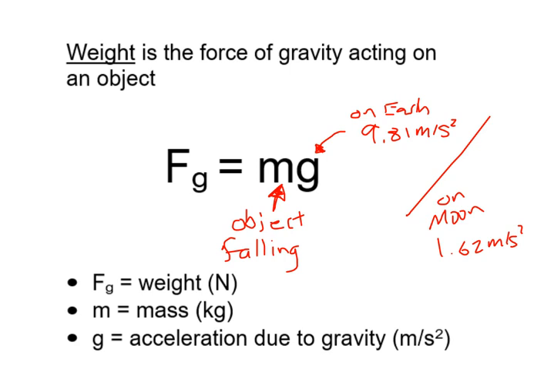Okay, last thing I want to talk about before we try some examples on this formula later. What are the units that we use? Okay, G is an acceleration. So acceleration is measured in meters per second squared. M is mass. That's how heavy something is. We always weigh things in kilograms.